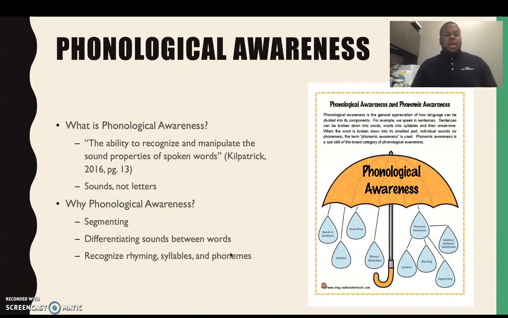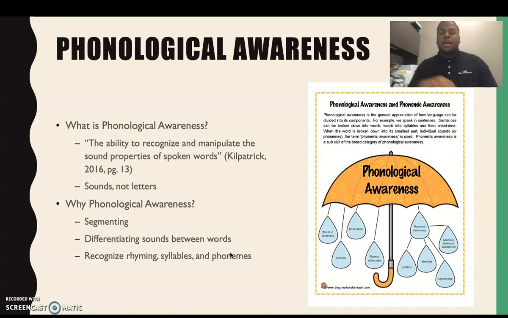So we have phonological awareness. It's needed very much so. Phonological awareness is a general appreciation of how language can be divided into components. For example, we speak in sentences. Sentences can be broken down into words, into syllables, and then onset and rime. When the word is broken down into its smallest parts, individual sounds or phonemes, the term phonemic awareness is used. Phonemic awareness is a sub-skill and a broad category of phonological awareness. The ability to recognize those sounds is needed for differentiating sounds between words, recognizing rhymes, syllables, and phonemes. Those are very important.